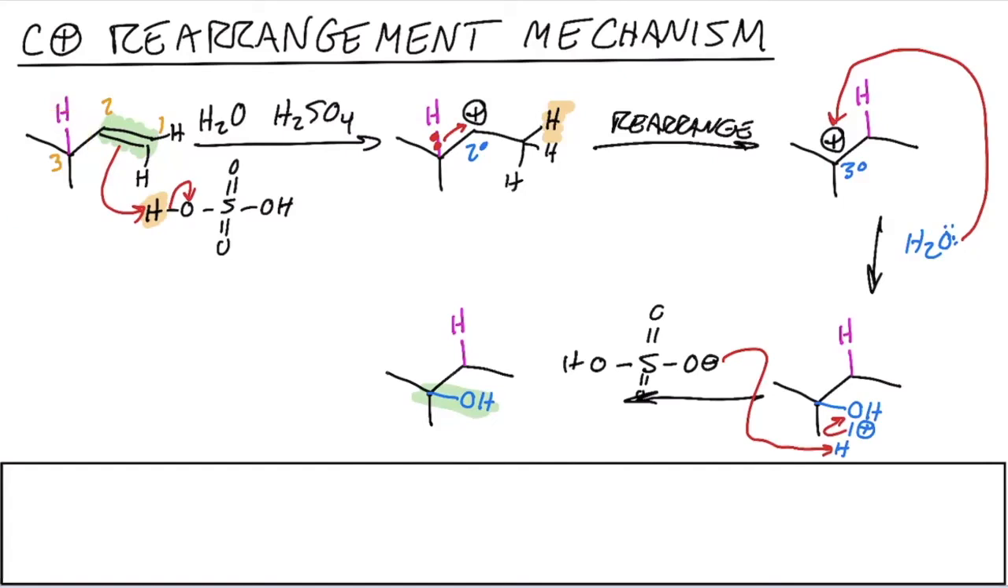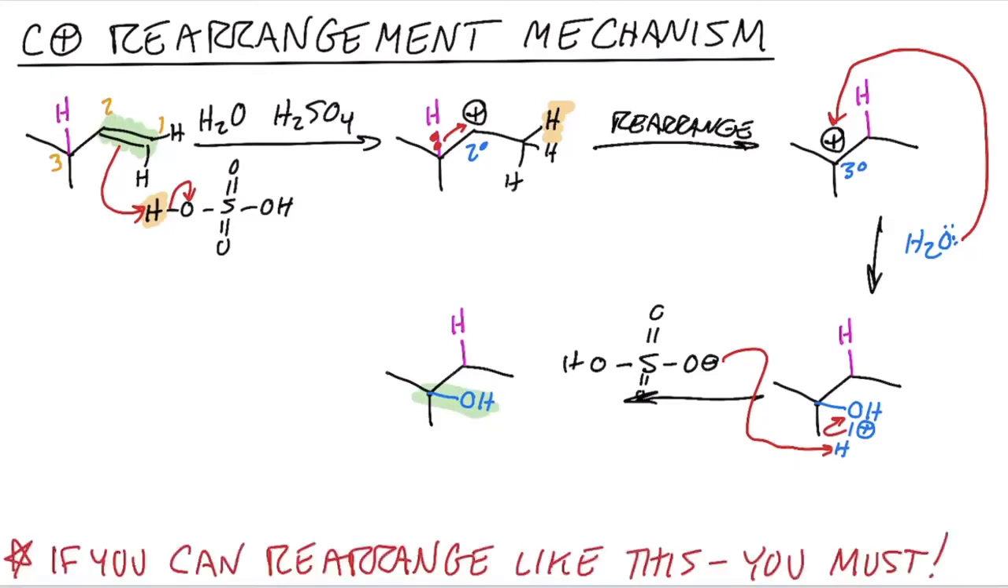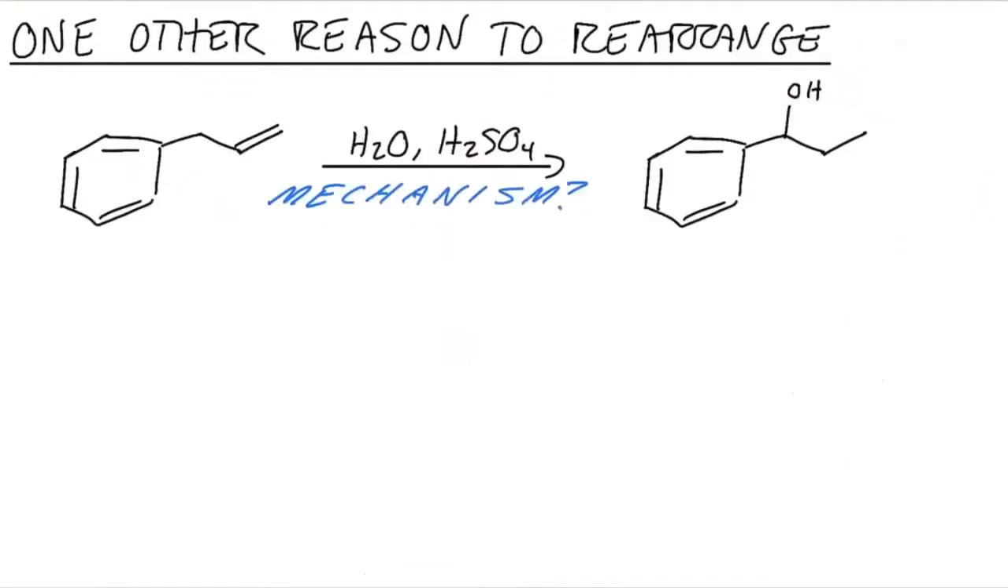Since rearranging is for the purposes of stability, we basically have to do it. So if you can perform a rearrangement like this to make a more stable carbocation, you absolutely must do it. There is no other way around it. There's one other thing that we may see for rearrangements occasionally, and that's something that looks like this.